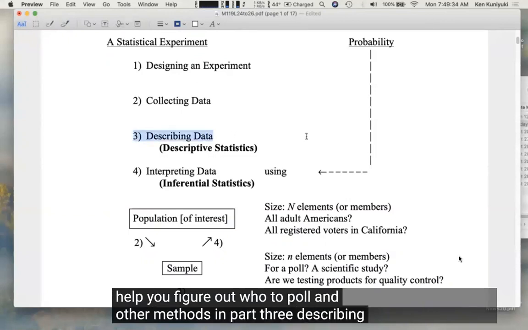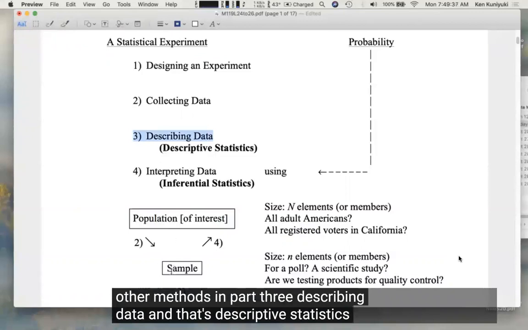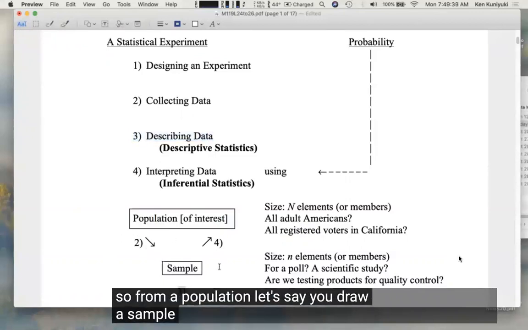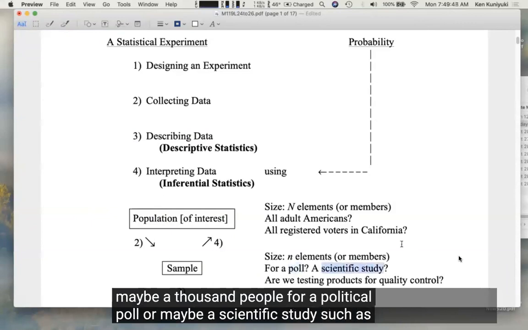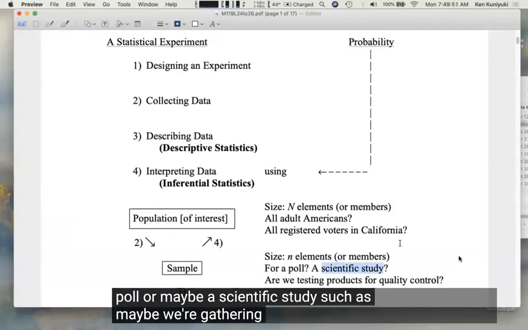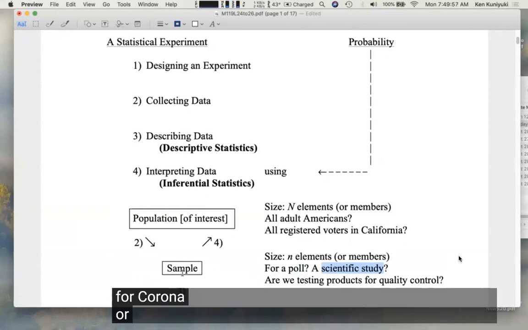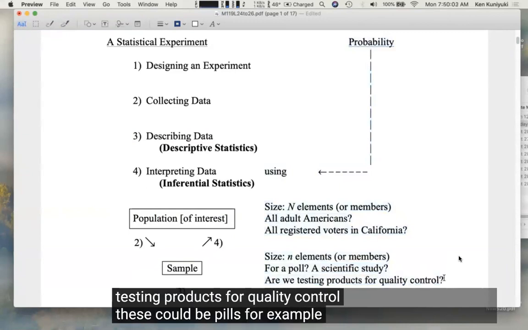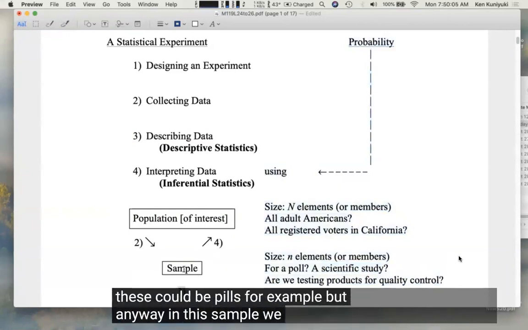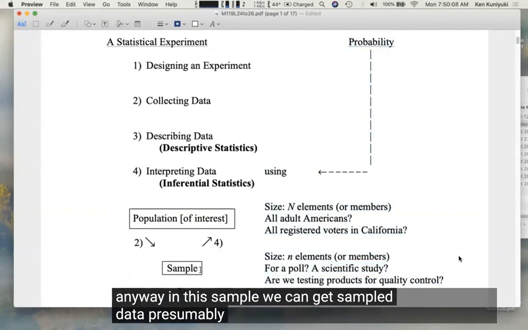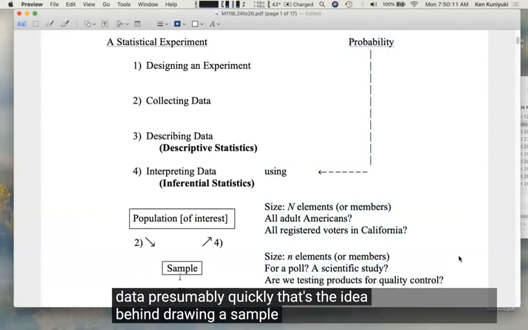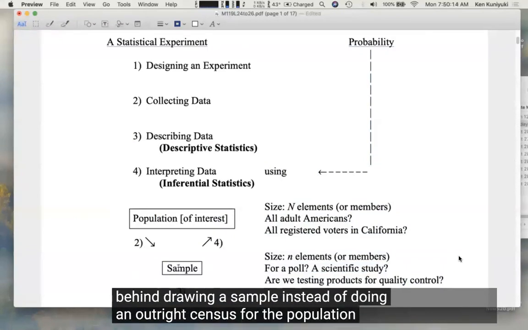In part 3, describing data, and that's descriptive statistics. So from a population, let's say you draw a sample. A sample of size little n, maybe 1,000 people for a political poll, or maybe a scientific study, such as maybe we're gathering a sample to see what their situation is with antibodies for coronavirus. Or it could be in a factory. We're testing products for quality control. These could be pills, for example. But anyway, in this sample, we can get sample data, presumably quickly. That's the idea behind drawing a sample, instead of doing an outright census for the population.